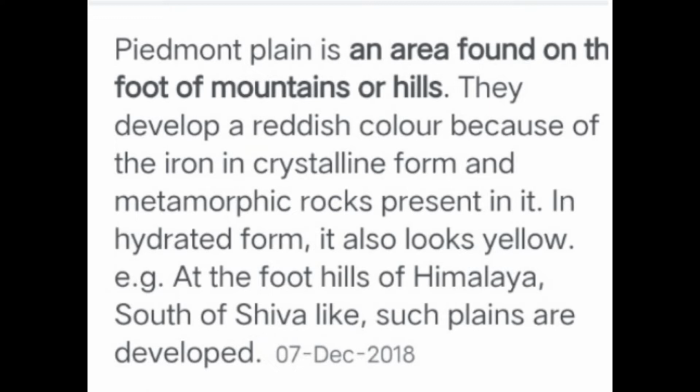They also have a color changing capacity. They develop a reddish color because of the presence of iron in crystalline or rocky form, and in metamorphic rocks we can see its presence. In hydrated form, when the water content increases, it looks a little yellow. As the iron content decreases, it looks yellow. Example, at the foot of the Himalayas, to the south of the Shivalik mountain, such plains are developed. Please, this spelling is slightly wrong. These plains are the Piedmont plains.